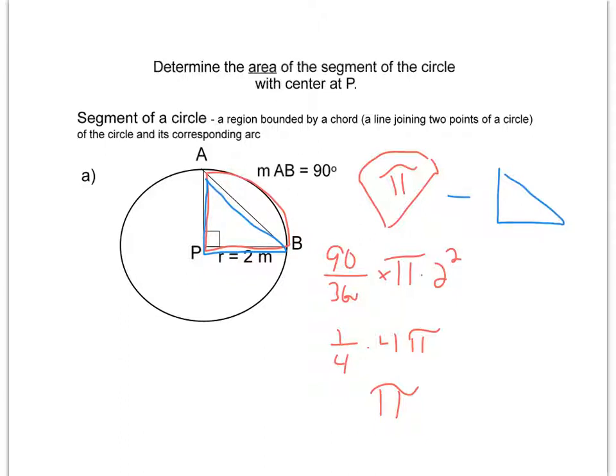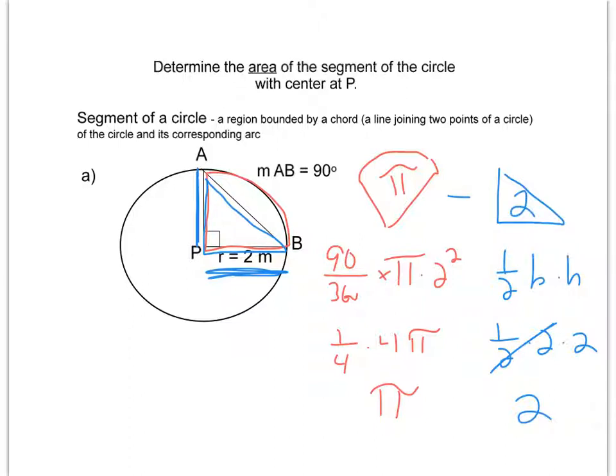Now the area of my triangle, of course, is 1/2 base times height. In this case, my base is 2. It's a radius. And my height is also 2. It is a radius. That's convenient. So the area of my triangle is 1/2 times 2, which is 1. 1 times 2 is 2. So this area is 2.